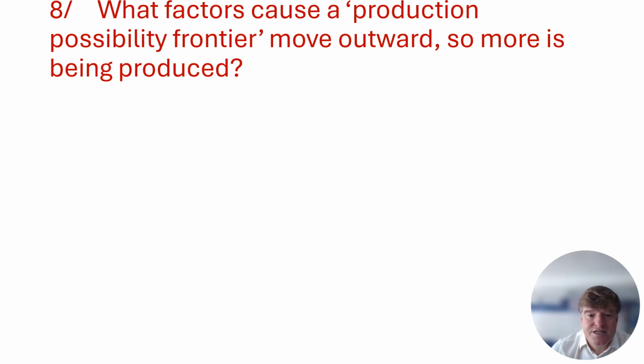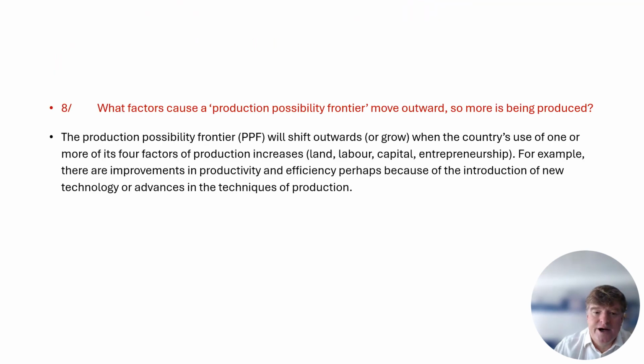What factors cause a production possibility frontier to move outwards so more is being produced? Moving outward, there's actually more in total being produced. So when some of the resources are better used, the 4 factors of production: land, labour, capital, entrepreneurship. For example, if there are improvements in productivity and efficiency because of new technology, or we get better at the production.